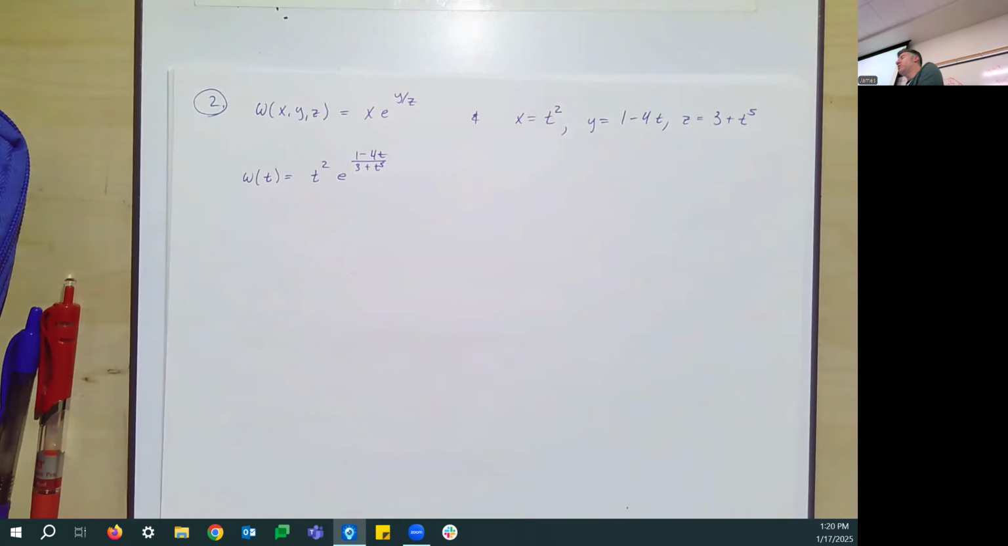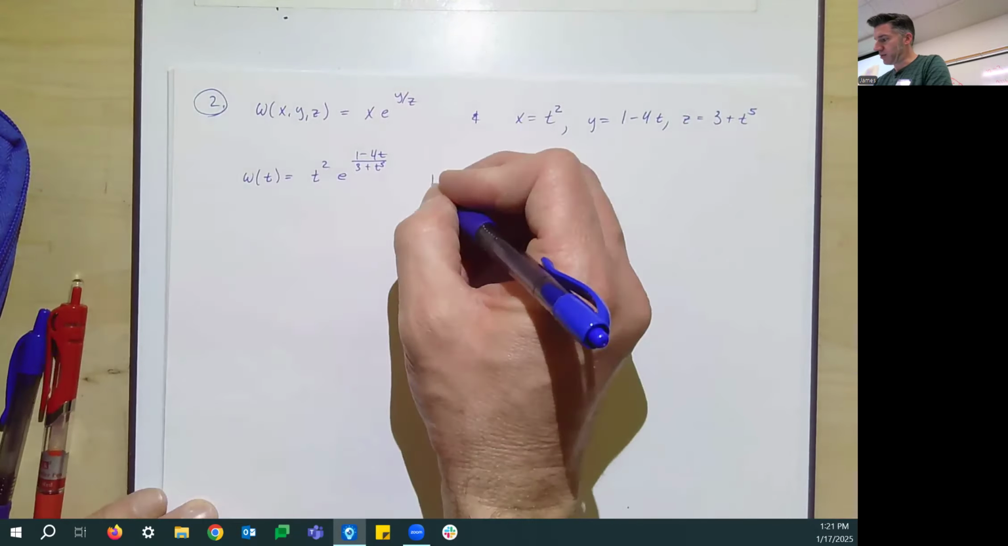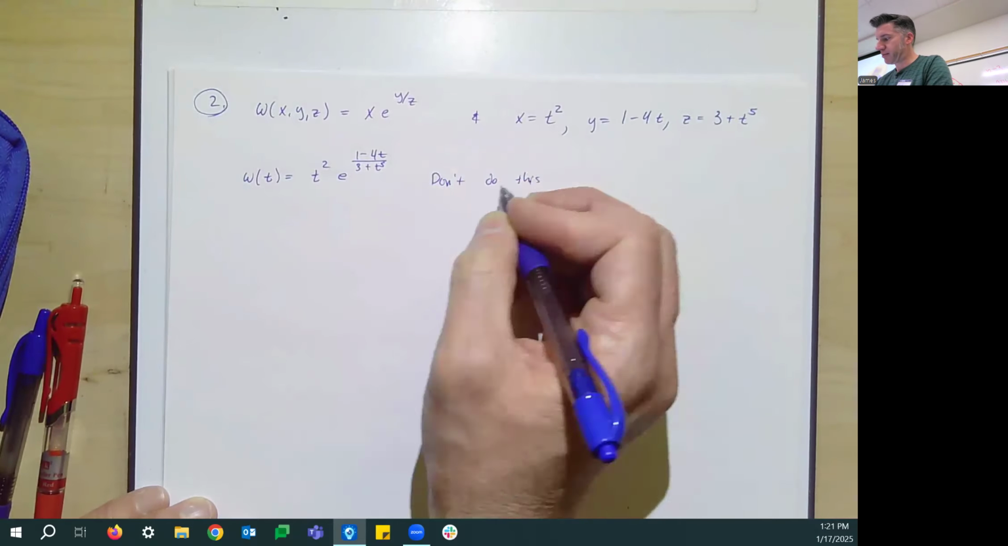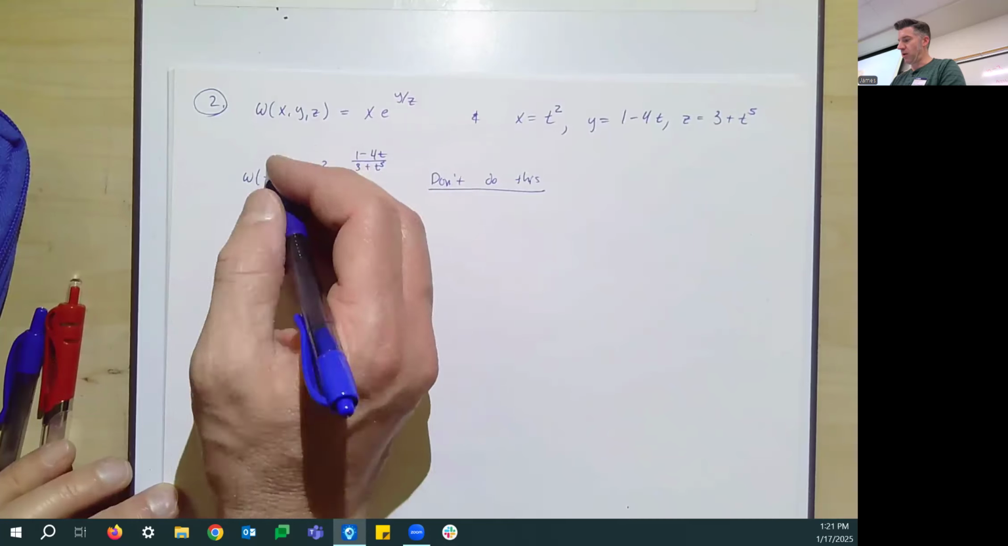We could take the derivative of that, but you have to use the product rule, the chain rule again, the quotient rule. Like, it's just gross. So one of the reasons we're doing it this other way is because it's just easier. So don't do this unless someone asks you to do it both ways. Instead, we're just going to say, well, great.